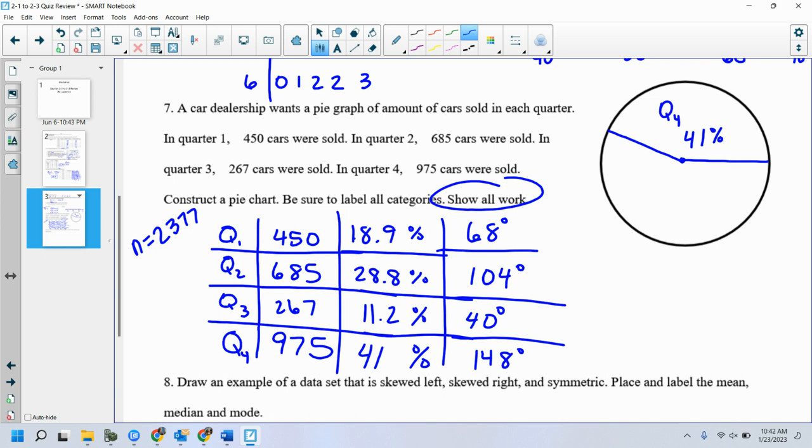Okay. We got 40 degrees. Let's go off this one. So here's 90. So 40 degrees, a little less than halfway. So there is Q3 with 40 degrees. Oh, no, sorry, 11.2%.